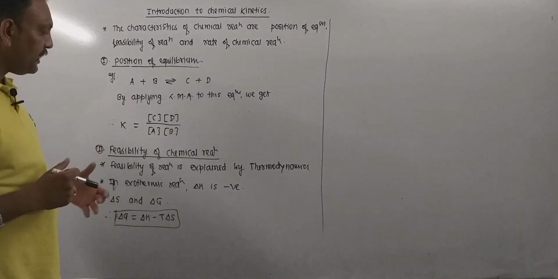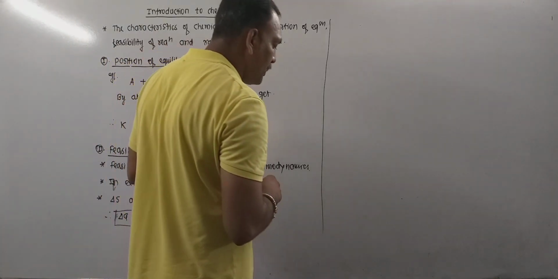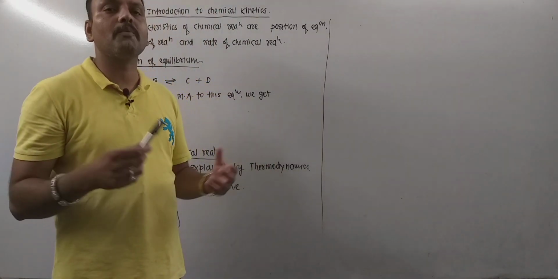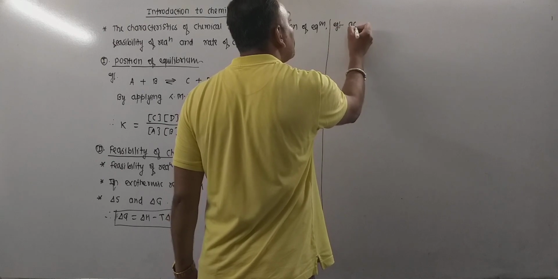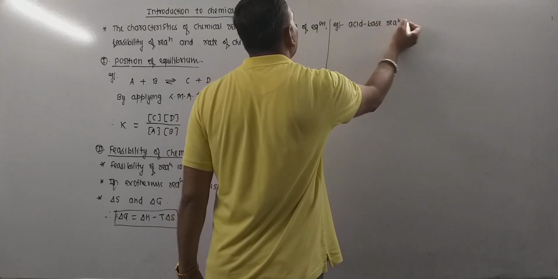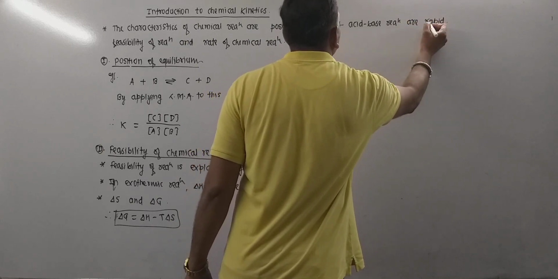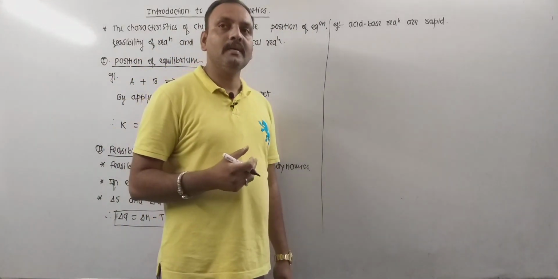So feasibility criteria is explained very well in thermodynamics, but remember, thermodynamics doesn't have anything to do with the speed or rate of reaction. For example, acid-base reactions are rapid, I mean they take place with enormous rate, and are spontaneous as well.